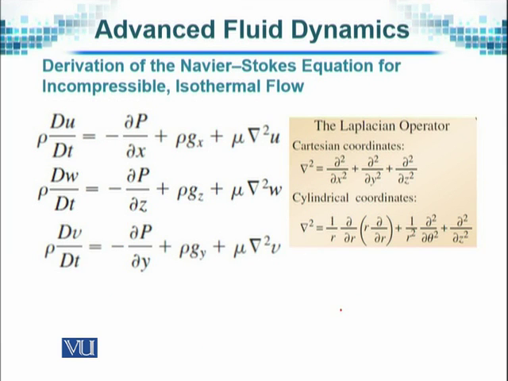And you can see, component-wise, if I have to write, I write it in this form. The Laplacian, the del square, sometimes we call it, is equivalent to that. And in cylindrical polar coordinates, it can be written in this form. So these are the components of the Navier-Stokes equations.